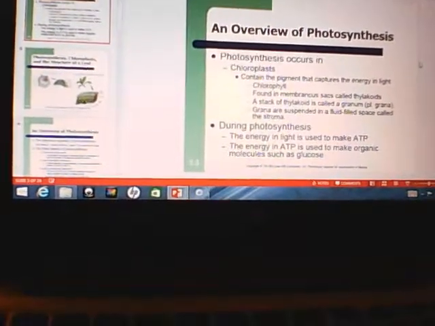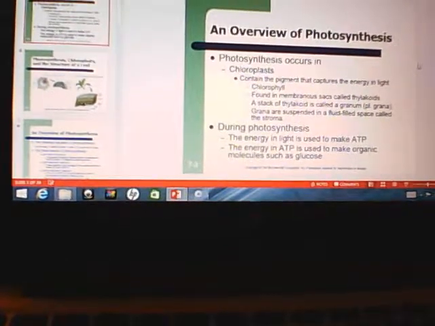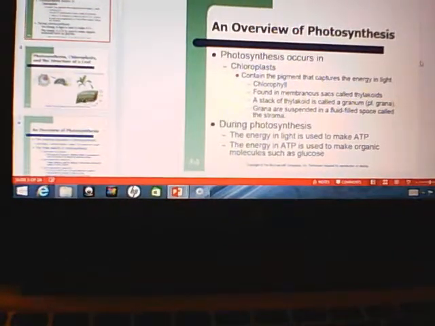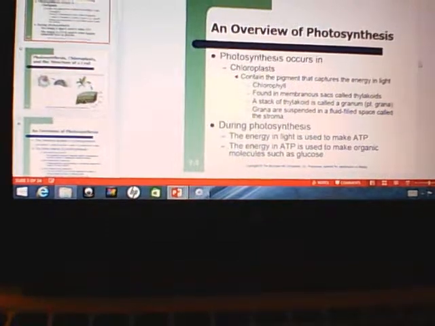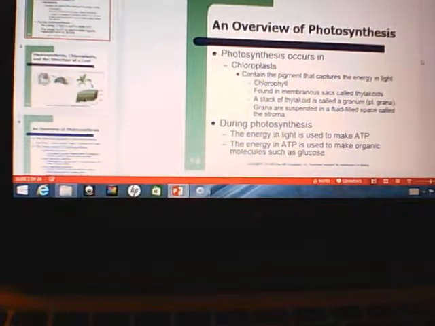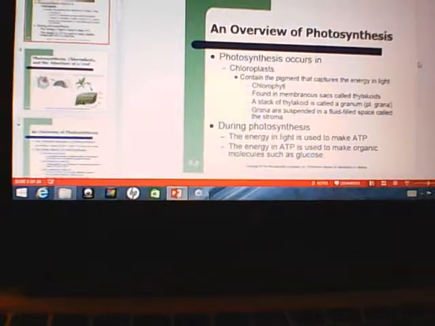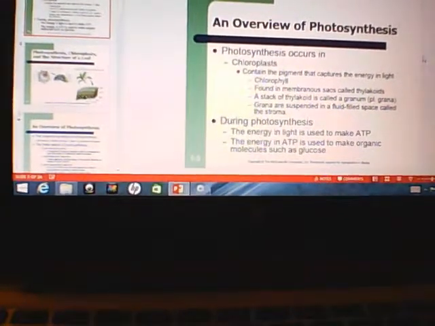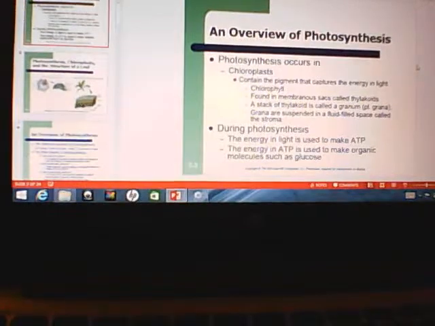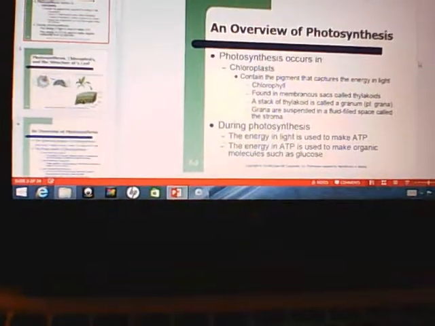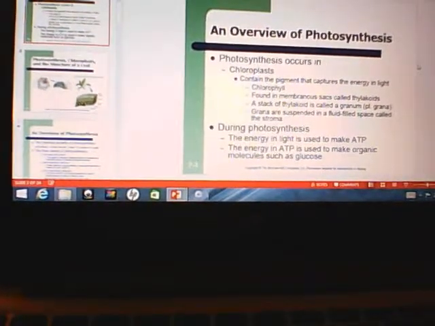And the chloroplast contains chlorophyll, which is the pigment that captures the sunlight energy and changes it into a usable form of energy, which of course is ATP. So as it says, the energy in light is used to make ATP, just like in aerobic cellular respiration, we try and make ATP.